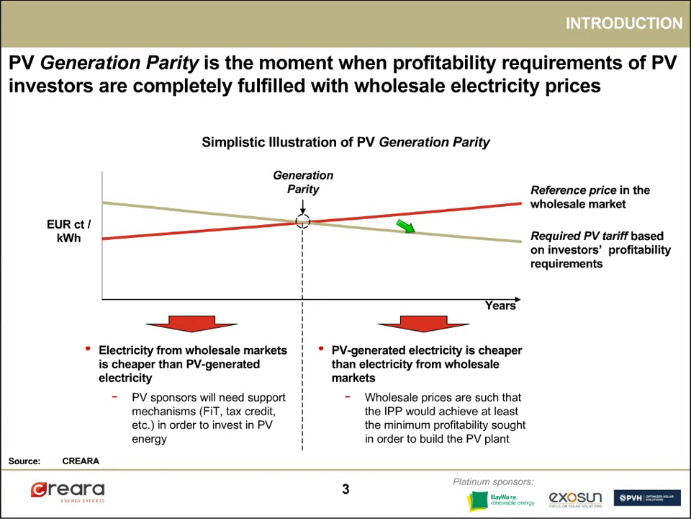You can see here the green line is lower than the red line. So actually the required PV tariff, the minimum tariff that the investor would have to receive to make this investment profitable from his point of view, is lower than the electricity from the wholesale market. And so the investor could actually obtain profitability.